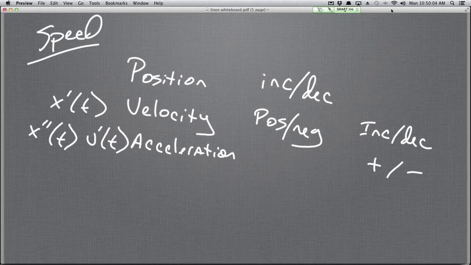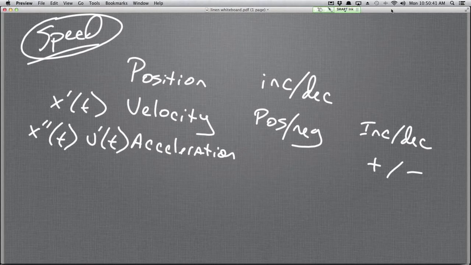All right, now let's bring in speed at this point. What did we say speed was always? Speed is always positive. Okay? So let's think about this. Let's say I'm going down the road and I'm pressing on the gas pedal, which means my velocity is increasing and my acceleration is positive. So my acceleration is positive and my velocity is increasing. What's happening to my speed? It is also increasing. My speed is also increasing.